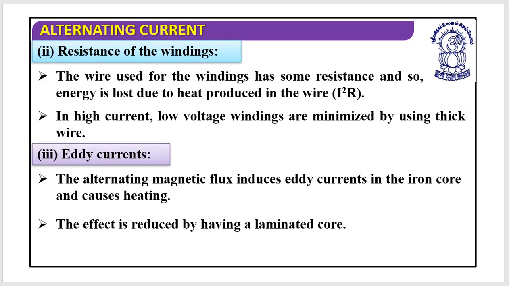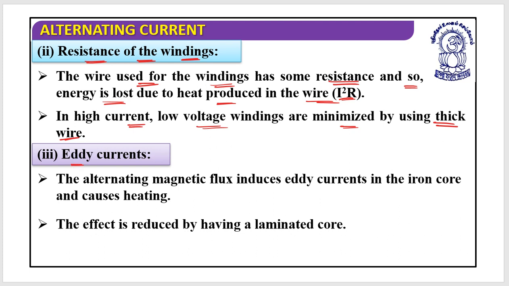A second loss is the resistance of the windings. The wire used for the windings has some resistance, and so energy is lost due to the heat produced in the wire, and that loss is considered as I square R losses. In high current, low voltage windings, it is minimized by using thick wire.